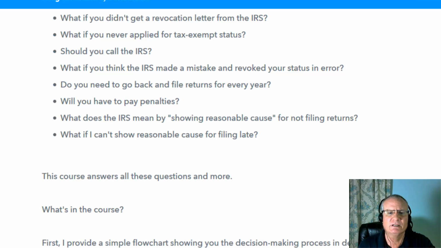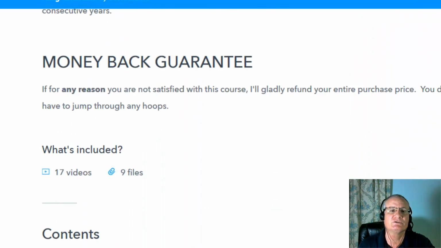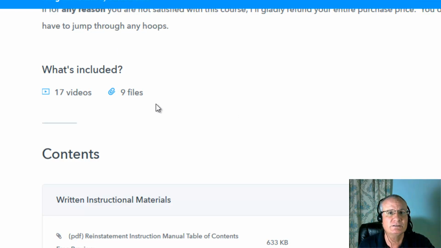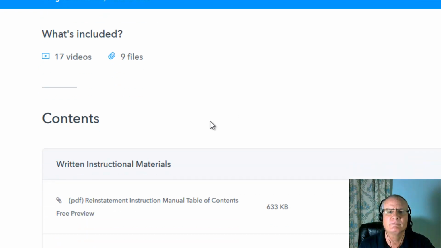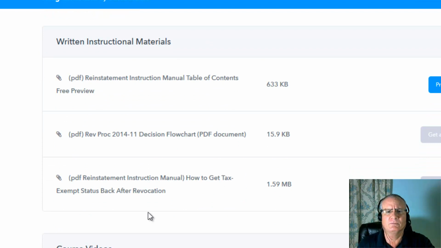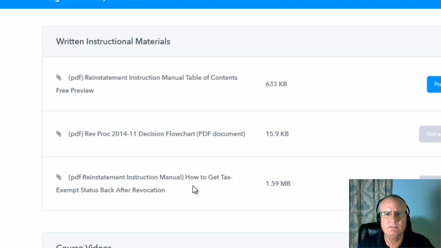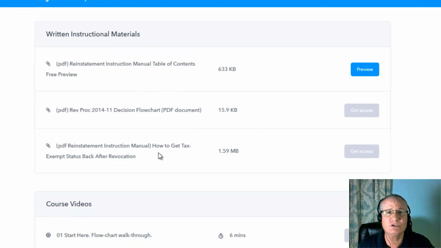Now let's have a look at what's in the course. There's 17 videos and there's 9 files, PDF or Word files. I have an instruction manual that's about 37 pages, so you don't have to spend a whole lifetime reading the thing. I have a decision flowchart that helps you get the big picture of where you start from and where you end up and how you get there. Okay, so let's have a quick look at the table of contents. I have a preview available here, so you can view what's in the instruction manual without actually purchasing anything.